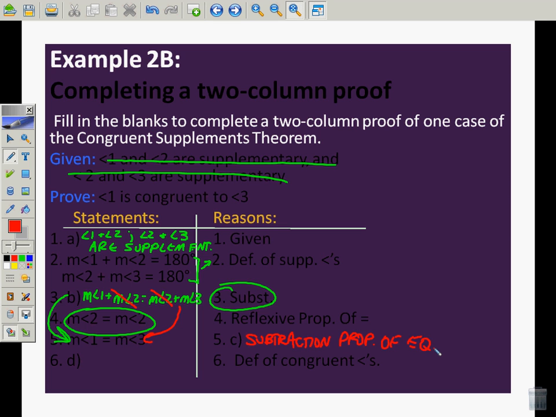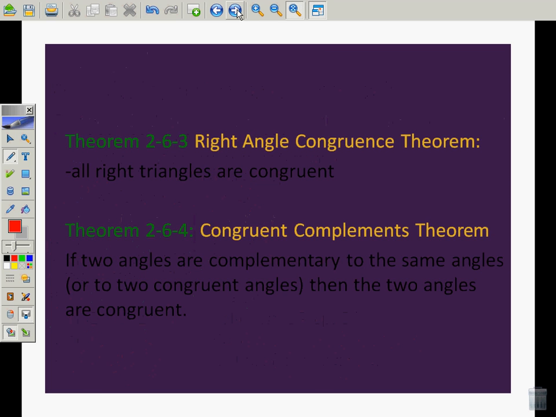So, if the measure of angle 1 is equal to the measure of angle 3, and I'm going to use the definition of congruent angles, I'm going to say angle 1 is congruent to angle 3, which is what I want to prove. Okay? The last line is always going to be my proof, because after that I'm done. I know it's confusing, guys, but stick with it. Stick with it. It's going to be worth it.